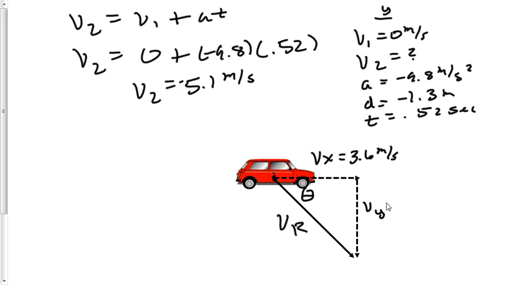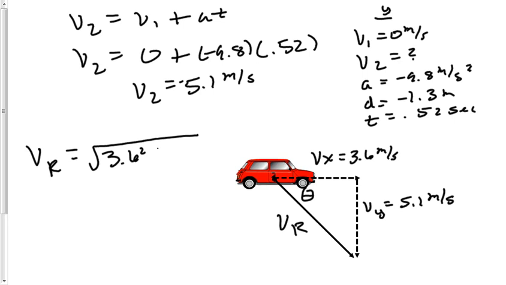We record that over here. Notice how the vector is pointing downwards, indicating that it is negative. So 5.1 meters per second. Now we have our Vx and our Vy. We will need to Pythagorize in order to get the hypotenuse, and then invoke the inverse tangent function to find the angle. Therefore, V sub r is equal to the square root of 3.6 squared plus 5.1 squared. V sub r is equal to 6.2 meters per second.